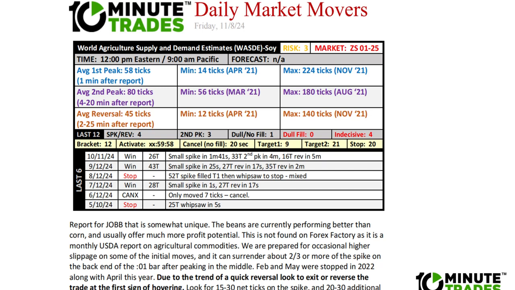So we had our WASD report. Our WASD report told us to use a 12 bracket, a 20 stop, and a 9 and a 21 tick target. And to put that into English, the best thing to do is actually, if you can see the report, that might be the best thing I can do. So let me show you the WASD report.